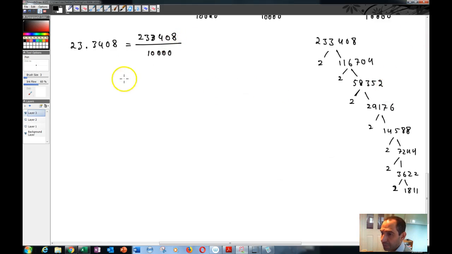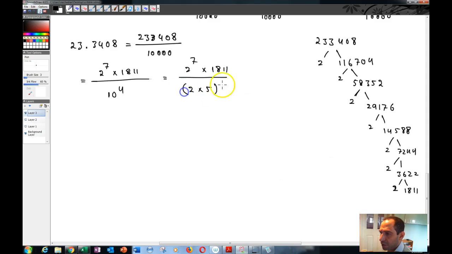So as you can see, you can write this number as 1, 2, 3, 4, 5, 6, 7 factors of 2, that is 2 raised to the power 7 times 1811. And the denominator is 10 raised to the power 4. And 10 raised to the power 4 is the same thing as 2 times 5, the whole raised to the power 4. And you can write that as 2 raised to the power 4 times 5 raised to the power 4.